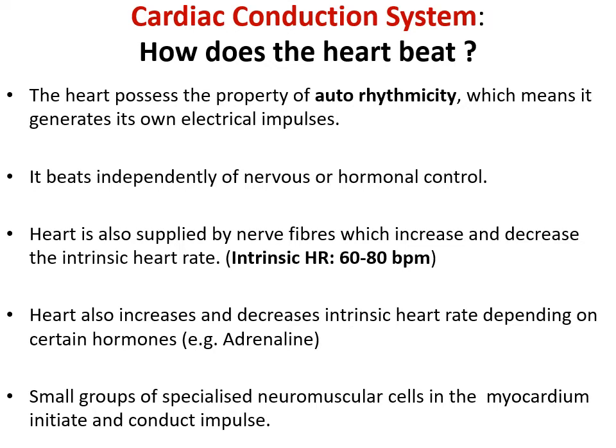When there is some external factor like hormones such as adrenaline, for example when a dog suddenly attacks you and you get scared, it can cause an increase in heart rate. That is because of the hormonal release. But your basal or resting heart rate remains at 60 to 80 beats per minute. And there are some small neuromuscular cells in the myocardium which initiate this impulse, and this impulse leads to a heartbeat.